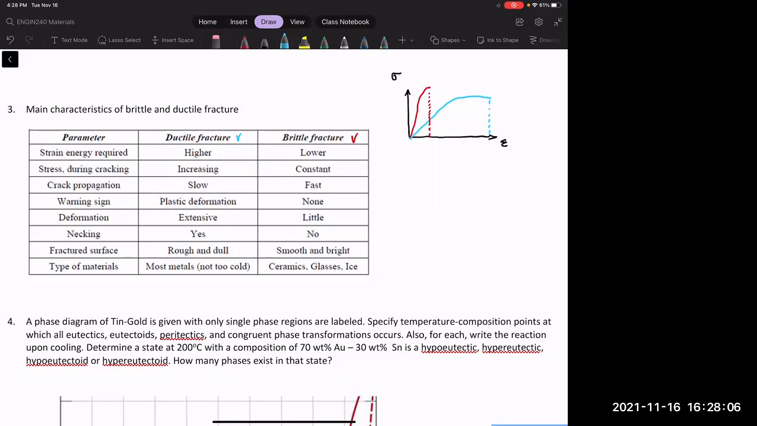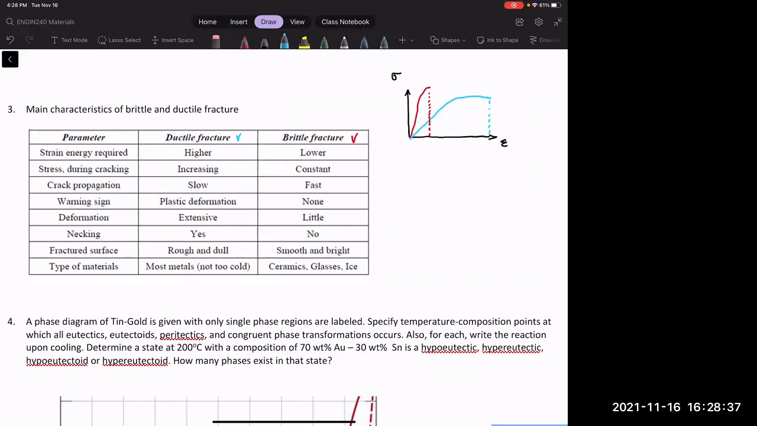And the brittle has the stronger stress, and normally the stress is going to be constant. When you have the crack, the stress will still increase, but the brittle just breaks at that time. And there's a crack propagation. When you have the brittle, that means the propagation is very fast. That's why it fails so fast.